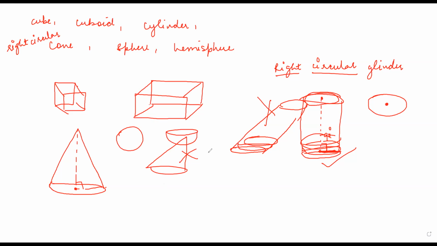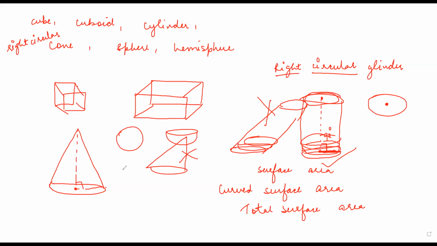Now there are 2 things: surface area. So we have to find how much is the area of the surface of these figures, right? So there are 2 terms. One is called the curved surface area and the other is the total surface area, right?